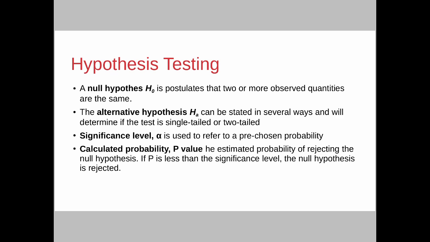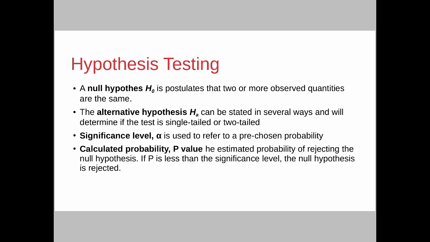And then we have the alternative hypothesis, which can be stated in several ways, depending on whether your test is single-tailed or two-tailed. If it's single-tailed, you are checking if it's greater than or less than. If it's a two-tailed test, it's bidirectional. That means the alternative is that it's either too high or too low.